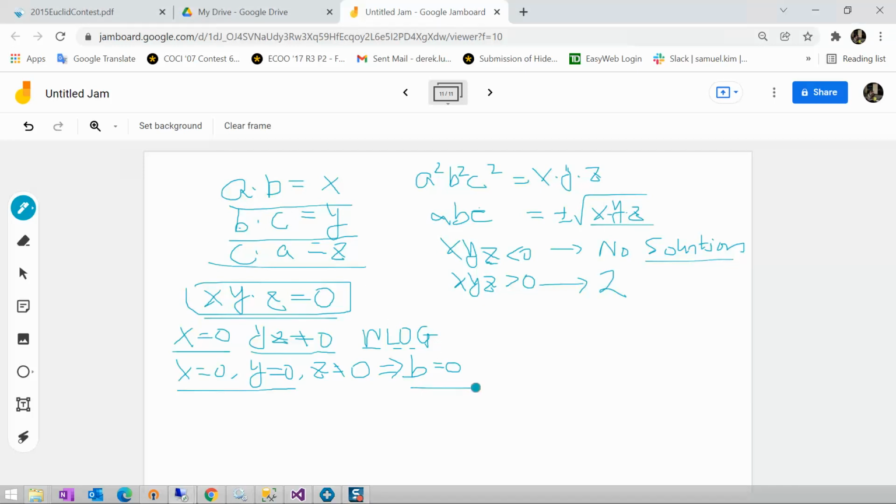So if B equals 0, C and A can be anything. So this is infinite, right? We just put B is 0, and C and A could be anything. See here, B is 0, B is 0. These two both are 0, and C and A could be anything, right? That one is the answer.